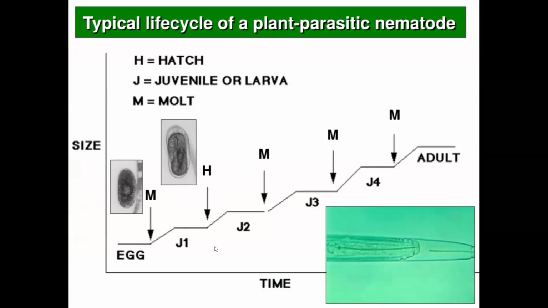So it goes through this molting stage, just like an insect. Nematode is related to insect too. It also molts. So from the egg, it molts. That's what this M refers to. It molts into J1. Yes, into J1. Right? Yes. Then you have the issue of J2.